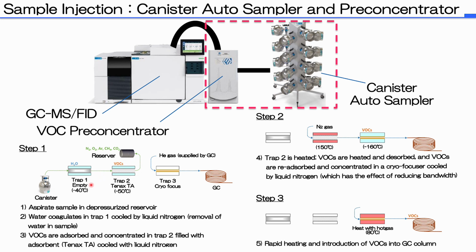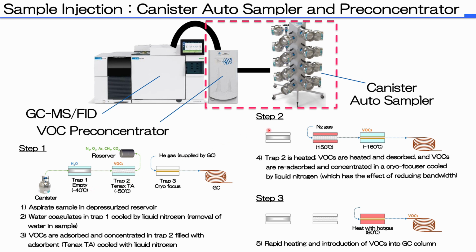A brief explanation of this situation is that water remains in trap 1 and most of the VOC components will remain in trap 2. Water is something that you want to remove because it will cause a negative impact to GC analysis, such as bad peak separation and decreased sensitivity.